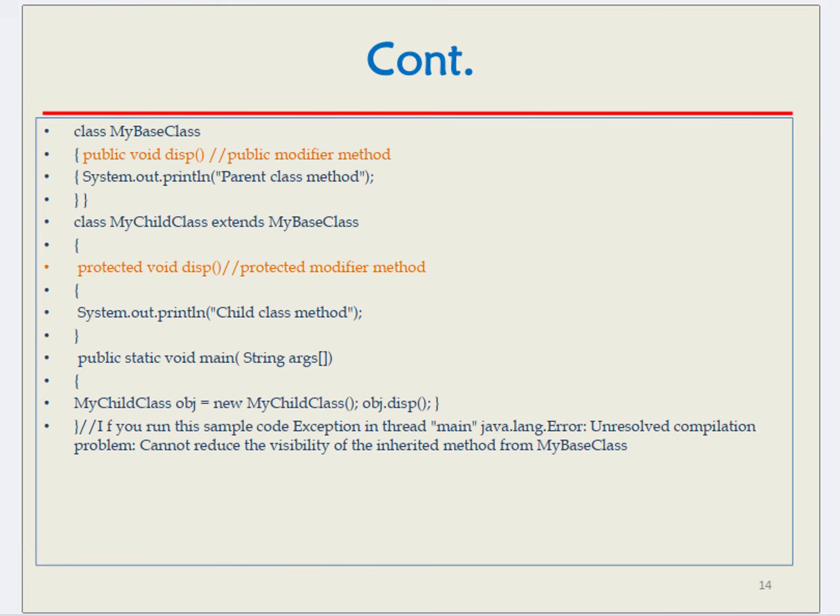Class MyBaseClass, public void disp, public modifier method, System.out.println("parent class method"). Class MyChildClass extends MyBaseClass, protected void disp, protected modifier method, System.out.println("child class method"). Public static void main(String[] args), MyChildClass obj = new MyChildClass(); obj.disp(). If you run the sample code: Exception in thread main java.lang.Error: Unresolved compilation problem, cannot reduce the visibility of the inherited method from MyBaseClass.